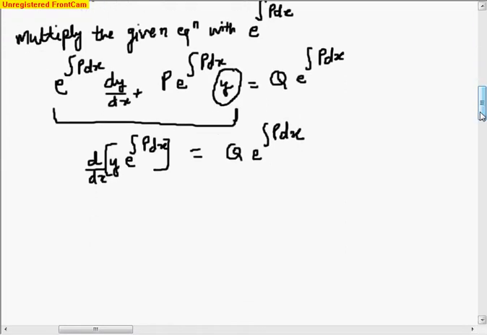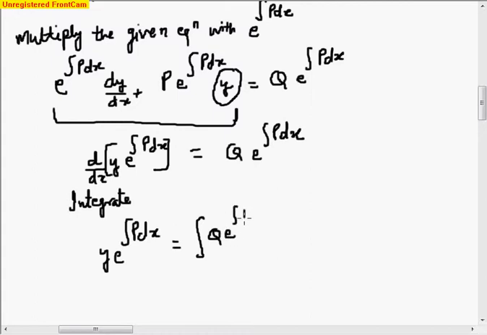Now I can integrate both sides of this equation. I'll get y e raised to power integral p dx is equal to integration of q e raised to power integral p dx plus a constant of integration. So I have solved my differential equation. This is the solution of the differential equation.